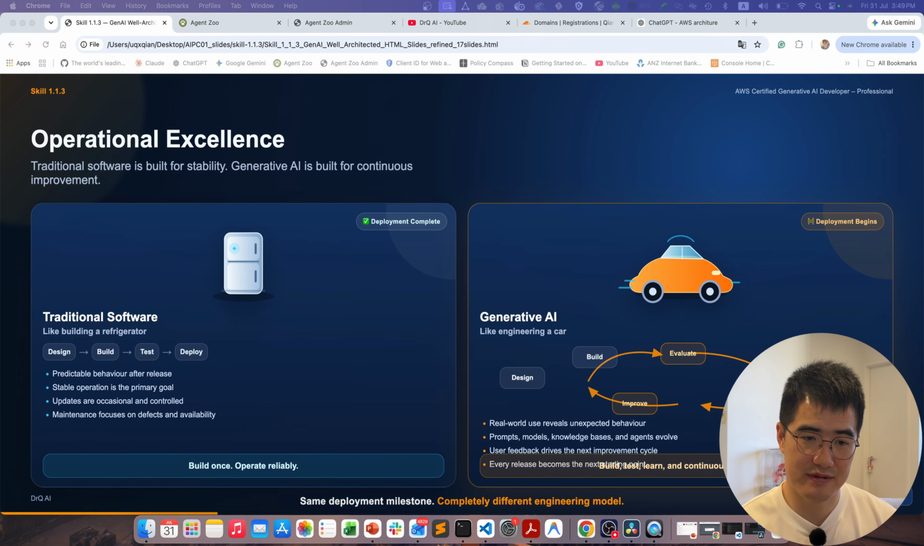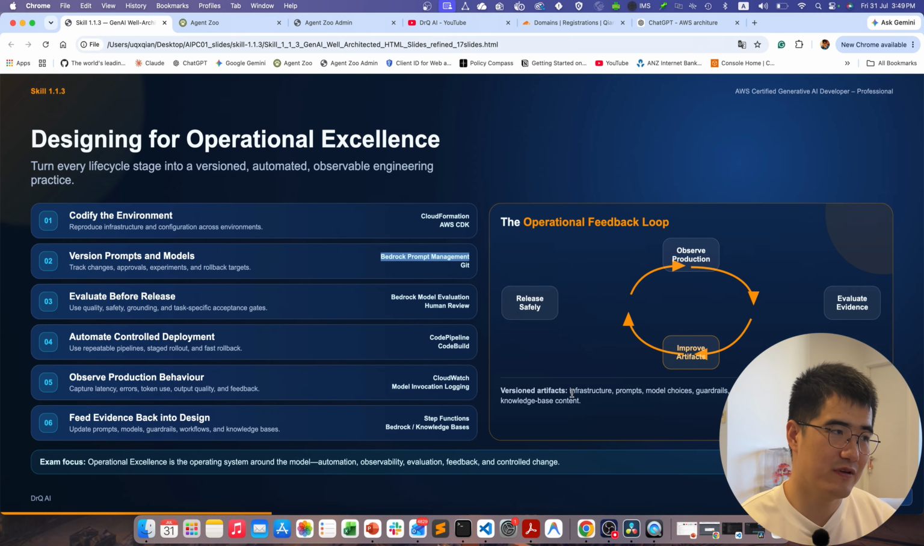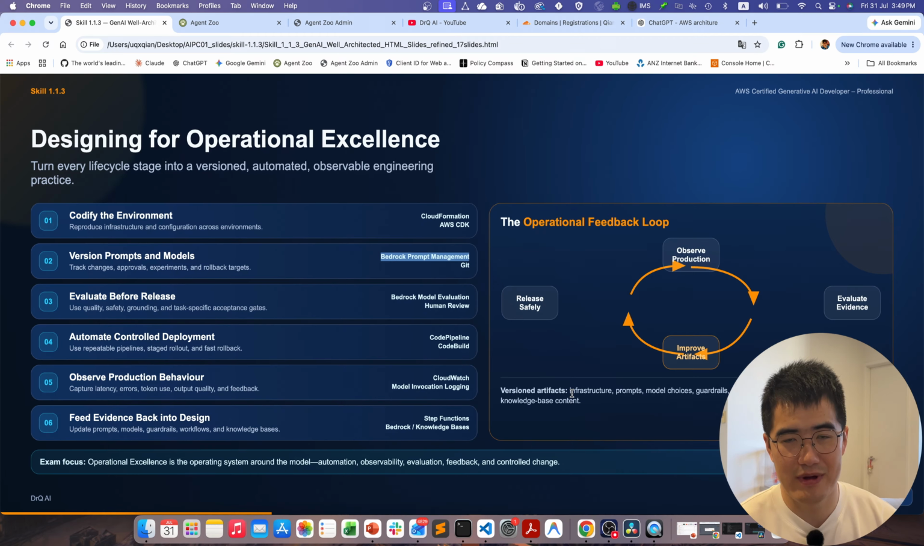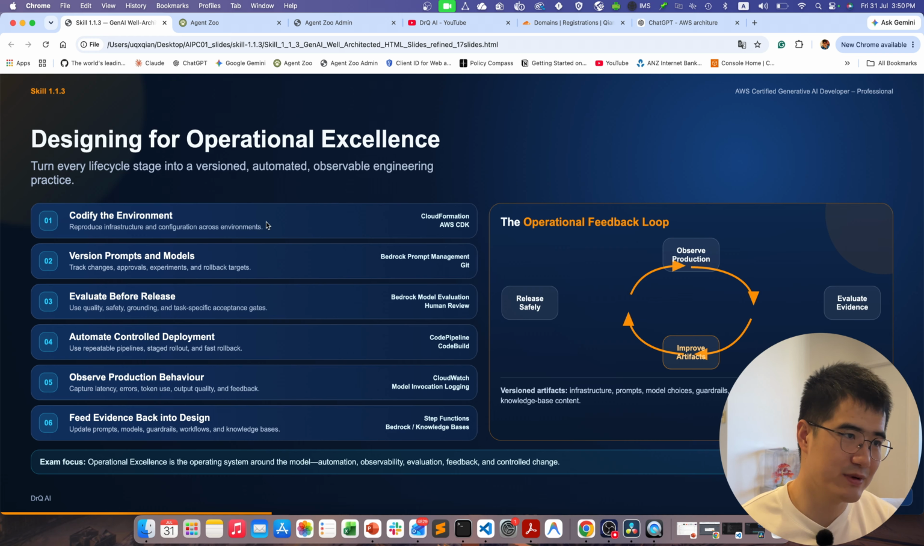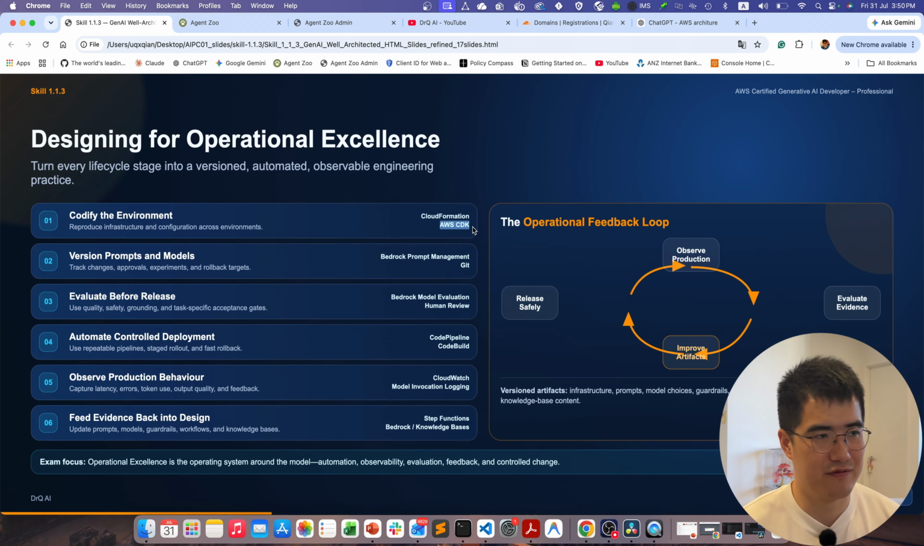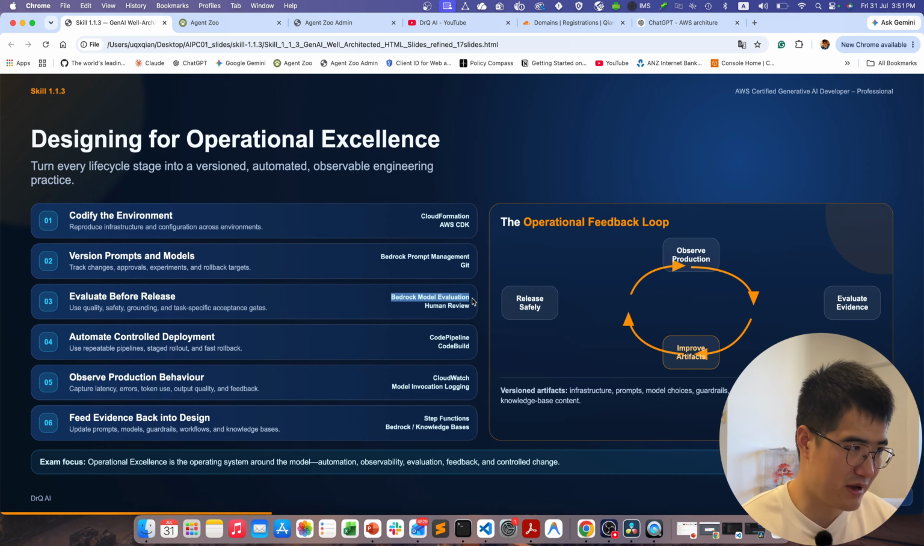Let's look at the details. For this page, you don't have to remember anything. What I'm going to do is make you feel that for each direction, we already have the corresponding tools, and those tools will get a more detailed discussion in future skill videos. For the environment, we can use CloudFormation or the AWS CDK, and of course Terraform. For versioning prompts and models, we can use Bedrock Prompt Management. And for evaluation, there is Bedrock Model Evaluation.